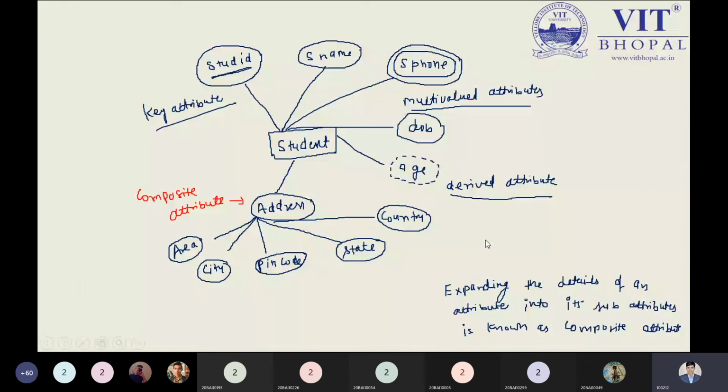So what I did, I added the address attribute over here, and address definitely becomes a composite attribute. You can see I'm expanding the address attribute, that is a composite attribute, followed by area, city, pin code, state and country. So expanding the details of an attribute into its sub-attributes is known as a composite attribute. That is a simple definition I can say. So this is the diagram which describes the attributes and entity type. Now it is clear to all, right?